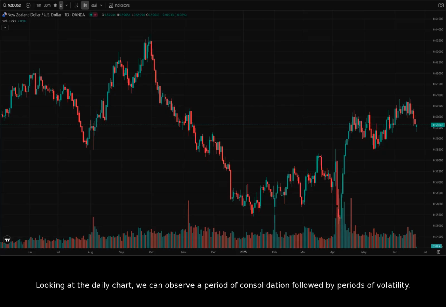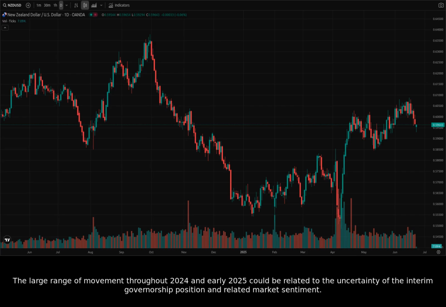Looking at the daily chart, we can observe a period of consolidation followed by periods of volatility. Notice that back in early March 2025, we saw a high of around 0.62, then a drop to 0.59. Then, the next few months saw a slow climb back up to the 0.60 to 0.62 range. The large range of movement throughout 2024 and early 2025 could be related to the uncertainty of the interim governorship position and related market sentiment.